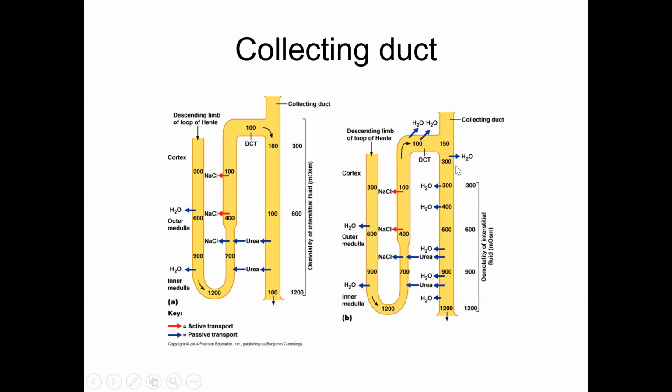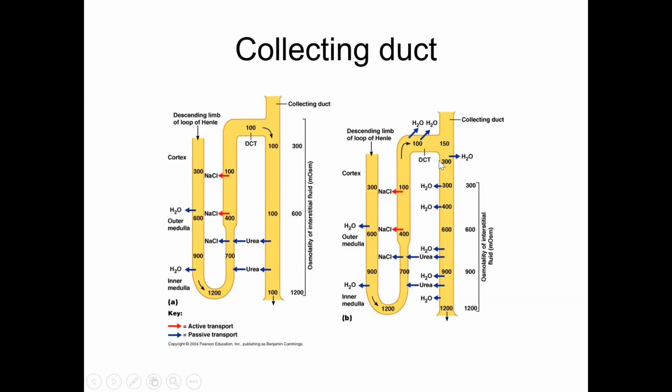So the filtrate starts at 100 units and will continue to be concentrated, and once it gets to the minor calyx right here, it is 1200 units. This is urine.